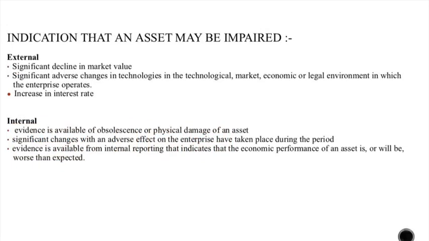Now, what shall we consider when assessing the indication of impairment? First, we look at external sources of any potential impairment. An asset's market value has declined significantly more than would be expected as a result of the passage of time or normal use. Second, significant changes with an adverse effect on the enterprise have taken place during the period or will take place in the near future in the technological, market, economic or legal environment in which the enterprise operates or in the market to which an asset is dedicated.